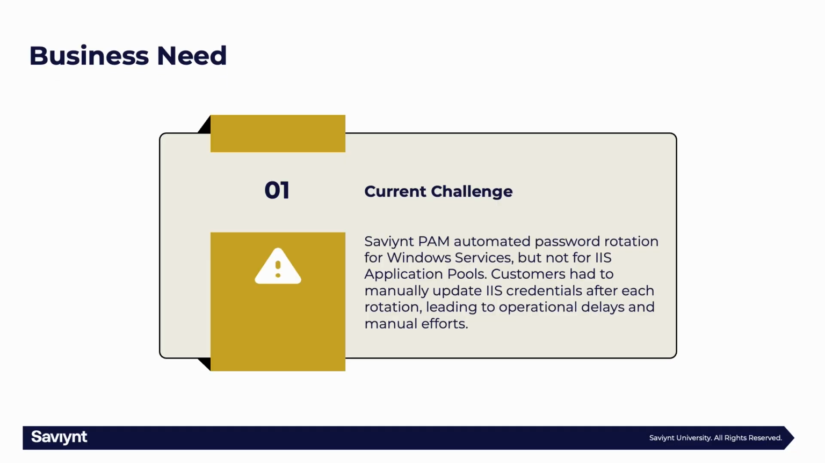While Saviynt PAM successfully automated password rotation for Windows services, it excluded IIS application pools from this automation. When service accounts were shared across both Windows services and IIS application pools, PAM couldn't manage these accounts end-to-end, forcing customers to manually rotate and propagate passwords. This gap created significant operational overhead and introduced the risk of human errors during critical password updates.